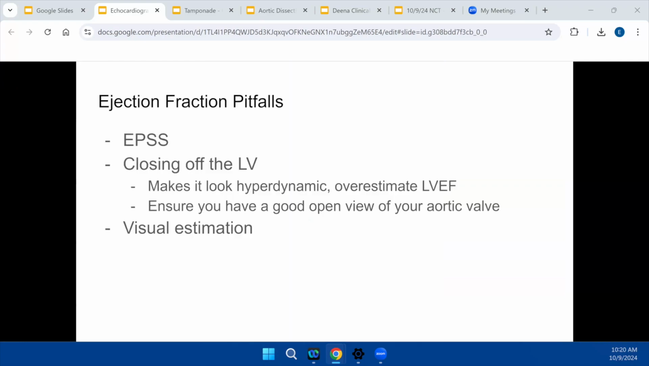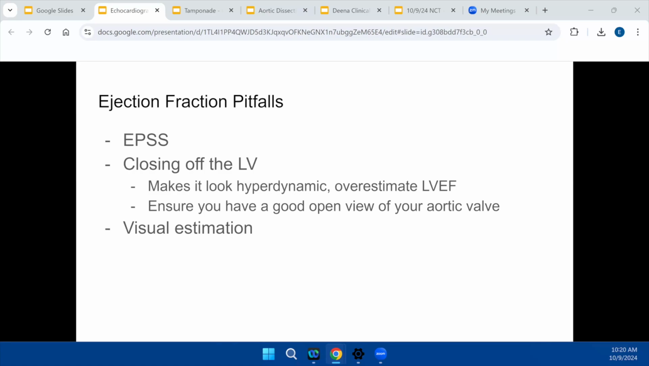So ejection fraction pitfalls, EPSS. I hear about EPSS all the time. I have my own feelings about it. And it's great in the emergency department because it's really quick. You take one view, you look at the mitral valve slapping the septum, and you're like, okay, I'm done. But know the pitfalls when you decide to use EPSS.